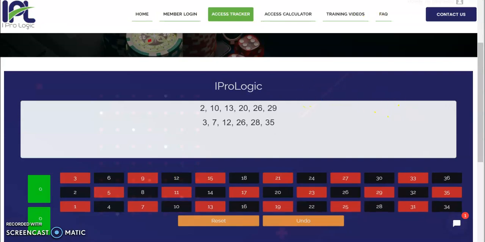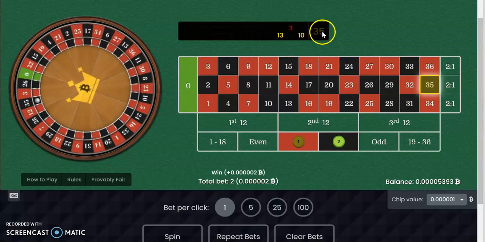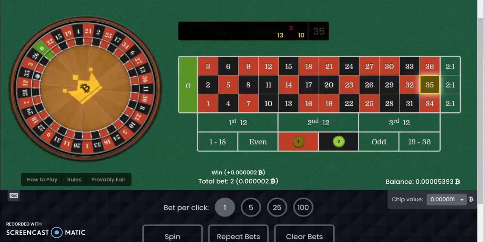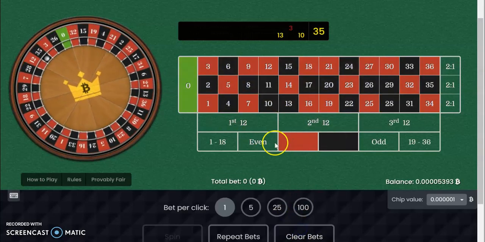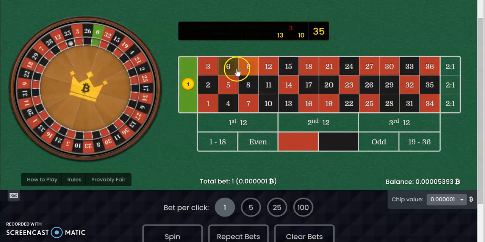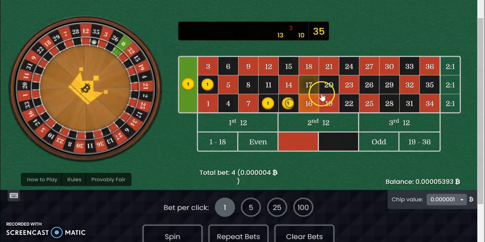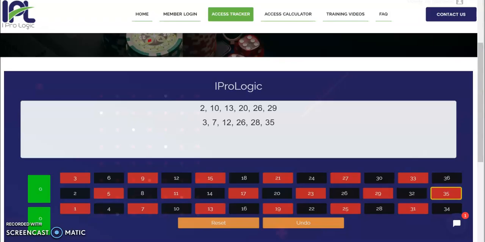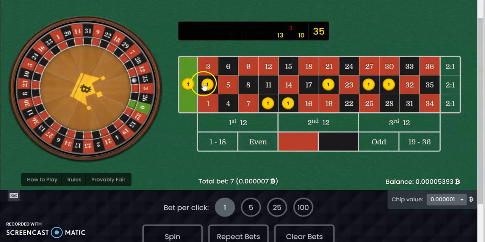The last input I had was 35. That's what actually came down. After these few inputs, when I input 35, lo and behold, these are the numbers that populated. So here's what you're going to do: 2, 10, 13, 20, 26, 29. You're going to obviously hit clear. One on 0, then 2, 10, 13, 20, 26, 29. Always make sure 0 is your first bet. Then 3, 7, 12, 26, 28, 35.